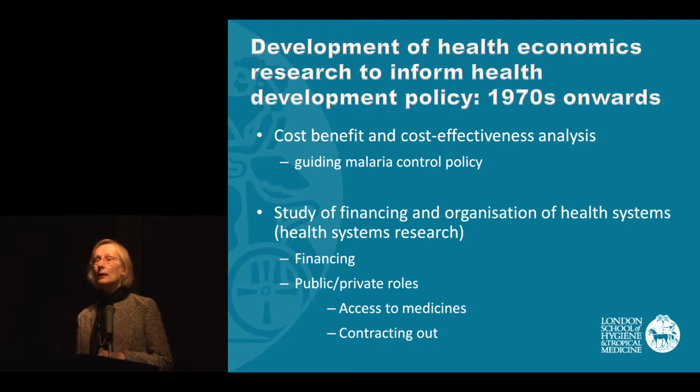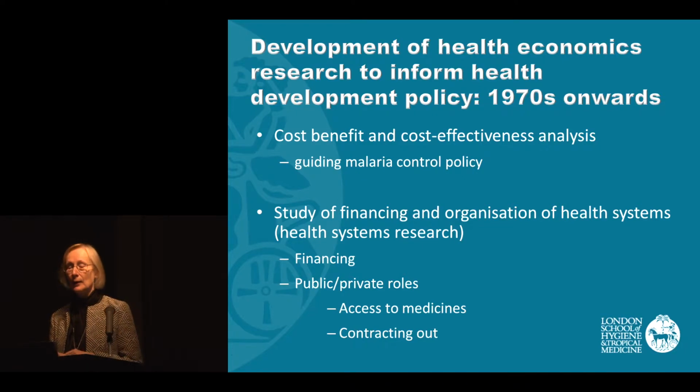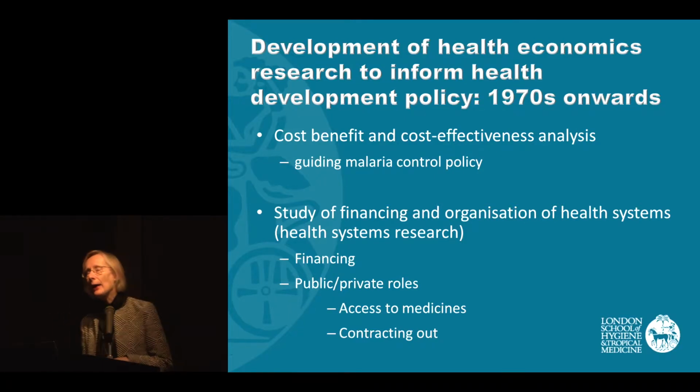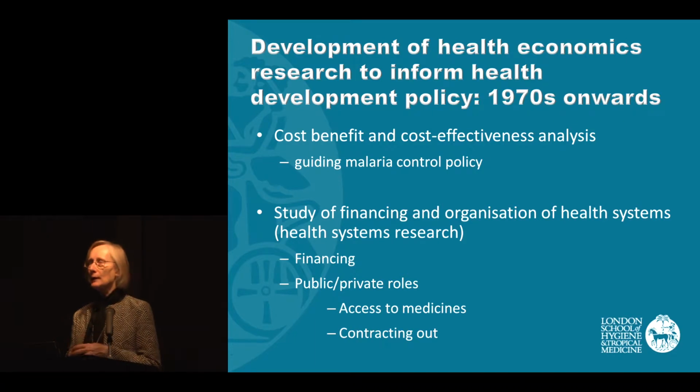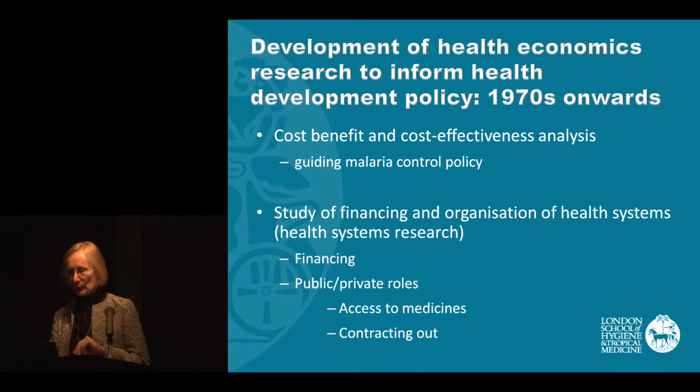And then a bit later, a lot more work developed on the financing and organization of health systems, what we now call health systems research. And I'm going to talk about some examples of that relating to financing of the health system and public-private roles, particularly access to medicines and contracting out services. In giving the examples, what I want to address is how health economics has shaped itself to seek to inform policy, whether for good or for worse, and I'll address that later towards the end.